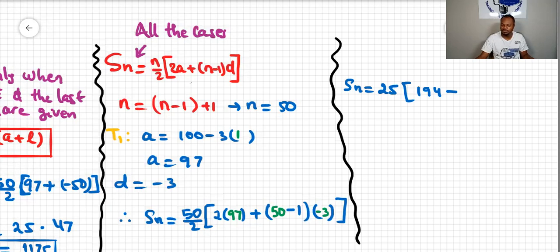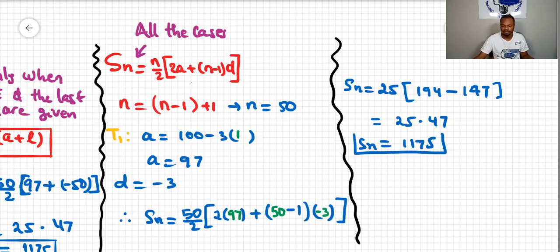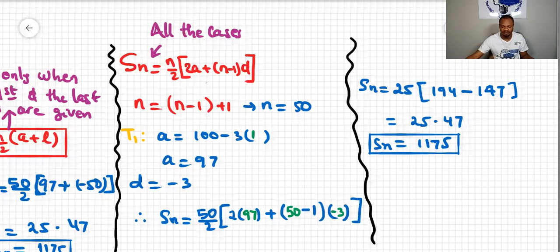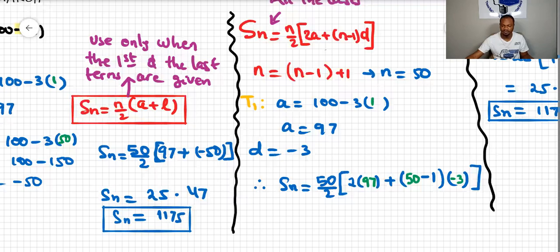This is equal to -147, and then we end up with 25 times 47, which is equal to 1175. That's it. And notice that it's the same: this answer, that answer, and the other one are the same. Thank you.